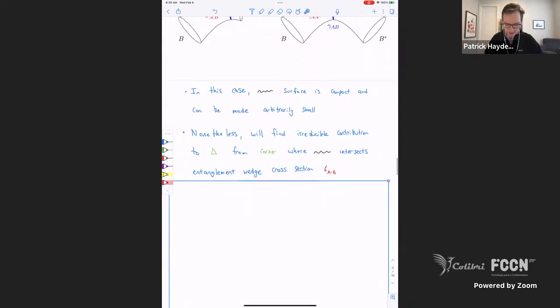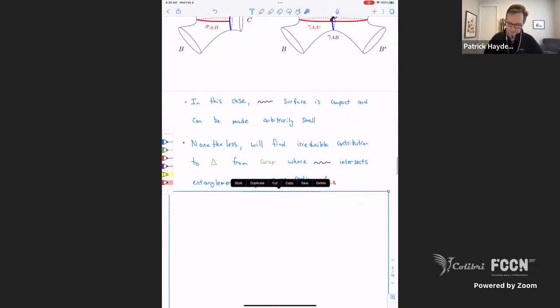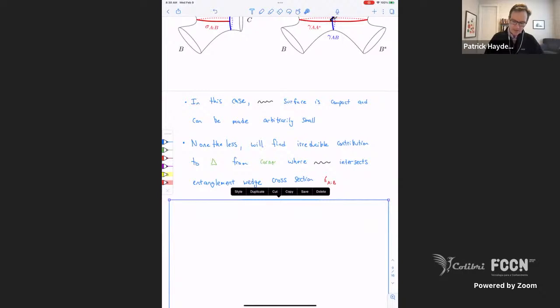What we will find in our main result is that even if you shrink this squiggly region to 0, there will be some residual contribution to delta that never goes away. That residual contribution to delta comes from a corner where the squiggly line intersects the entanglement wedge cross-section. I'll define that in more detail in a little bit. But the point is that a lower dimensional object, a corner, a higher codimension object in the bulk geometry, provides an irreducible contribution to the Markov gap, and therefore the existence of one of these corners requires multipartite entanglement.